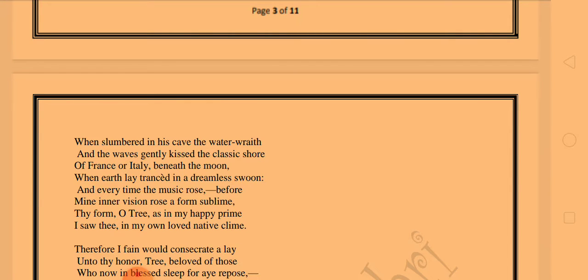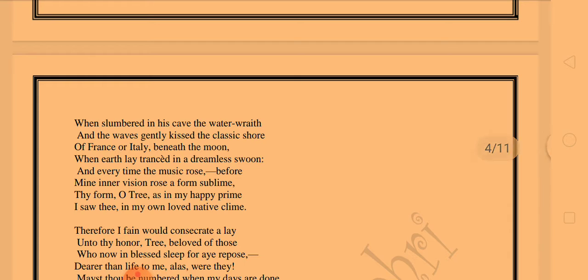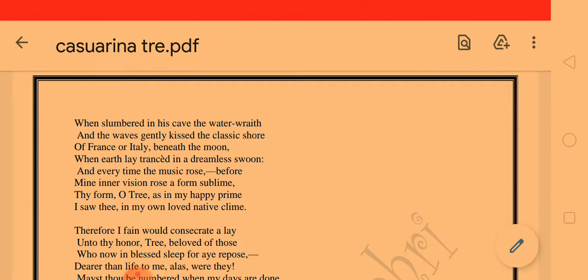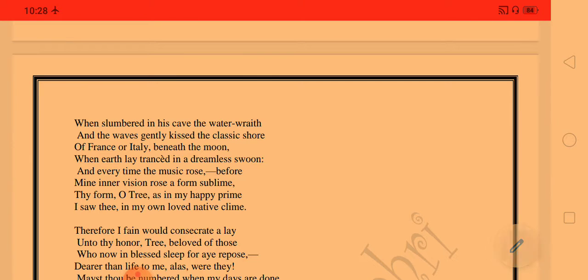France or Italy, why does she use this? Because she has been moving from one country to another. Beneath the moon, when earth lay entranced in a dreamless swoon, when earth is embraced in a dreamless sleep, a sleep so intense that you do not even imagine a single dream there.